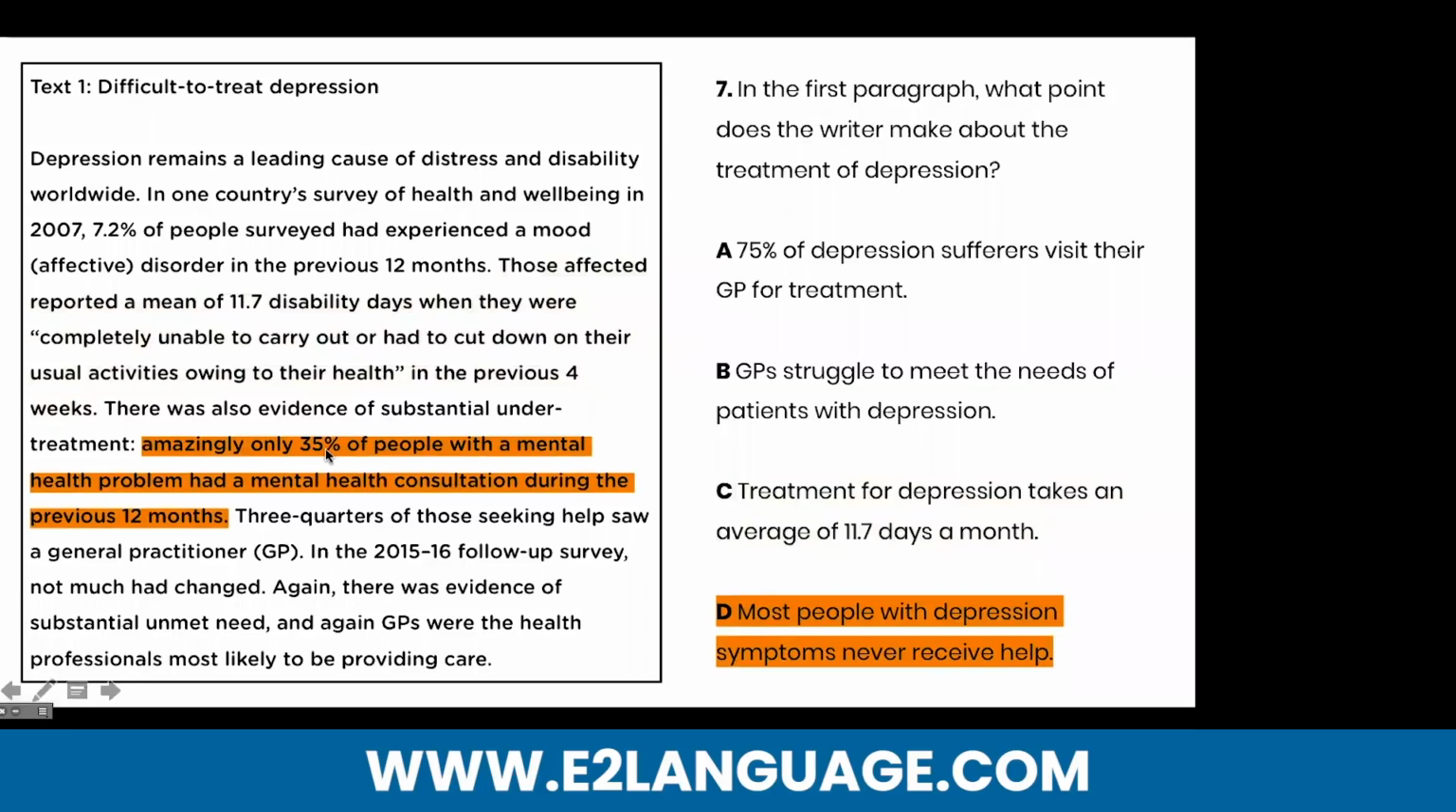This says, amazingly, only 35% of people with a mental health problem had a mental health consultation during the previous 12 months. This says, most people with depression symptoms never receive help. Do these two say the same thing? You would hope so. Somebody said sort of. I guess you're right there, Safina. It is sort of. I'm quite happy with it. I'm definitely not happy with these 3, and I'm quite happy with this one, and that's probably as good as it gets. It's never going to use the same words to say the same thing because that would just defeat the purpose of the test. But yeah.